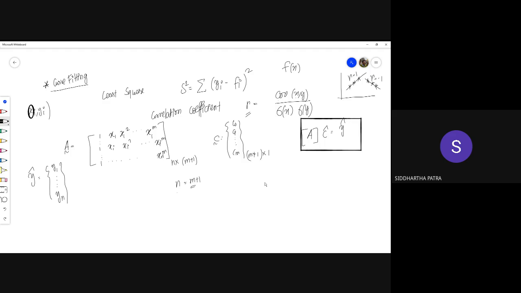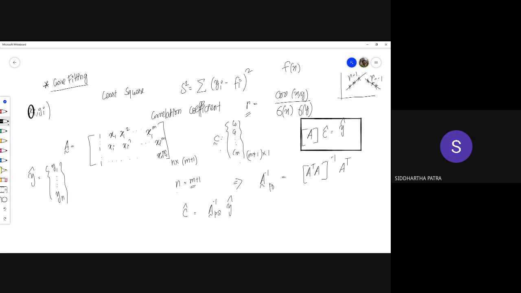So what you do instead is use something called a pseudo inverse, and we showed that pseudo inverse is basically A transpose A inverse A transpose. Okay, and we also showed the use of pseudo inverse. So what we basically do is we get c hat as A pseudo inverse times y hat, and from that we get the best fit coefficients.